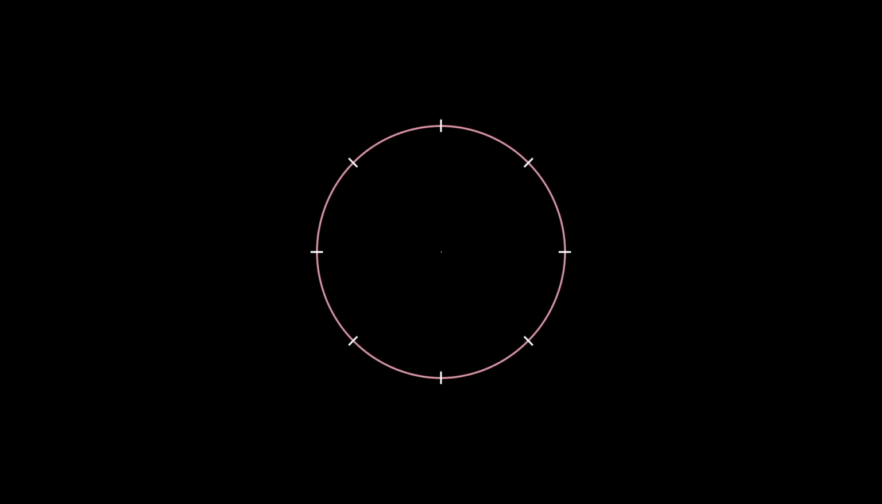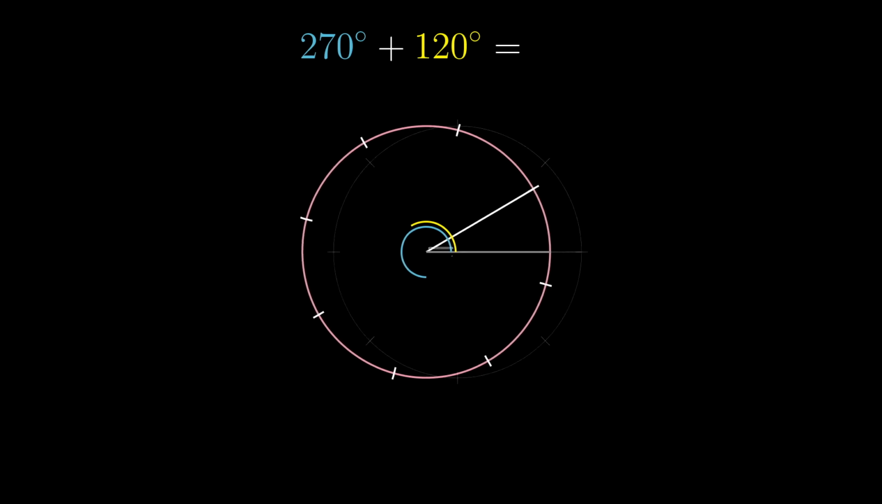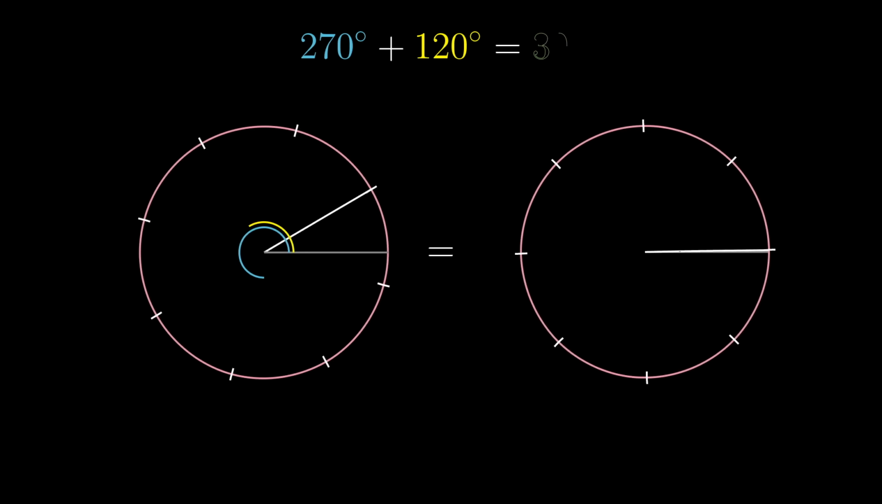On the circle, if I rotate 270 degrees, and then follow it with a rotation of 120 degrees, the overall effect is the same as if I had just rotated 30 degrees to start with. So in this circle group, a 270 degree rotation plus a 120 degree rotation equals a 30 degree rotation.